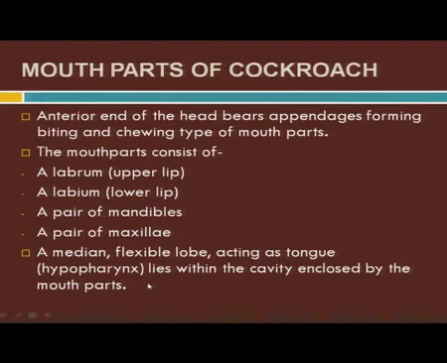First, you should be able to enlist the names of the mouth parts. Number 1, the labrum, which acts as the upper lip, then labium which acts as the lower lip, a pair of mandibles, a pair of maxillae, and a median flexible lobe which acts as a tongue known as hypopharynx. So, these are the 5 mouth parts: labrum, labium, mandible, maxillae, hypopharynx. I hope you will be able to name them. Now, we will be discussing them one by one.